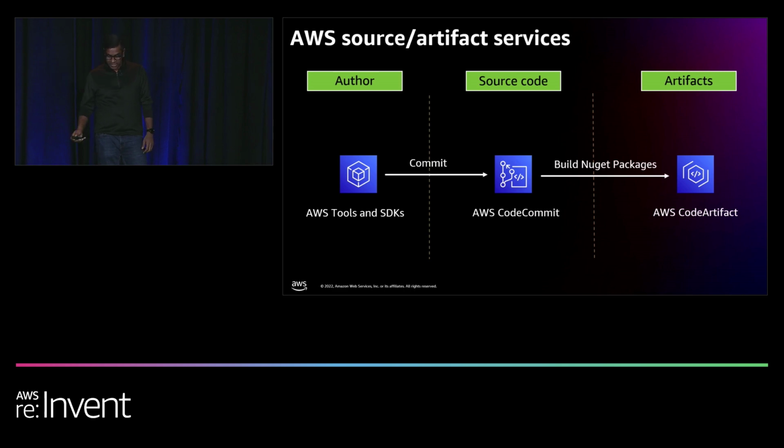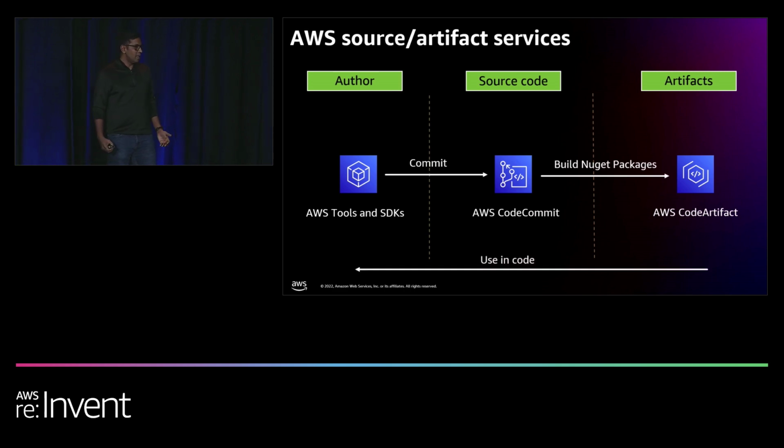So these are typically NuGet packages that you want to build and publish, either internally, or if you have customers who use NuGet packages that you build, you can also push them externally. So AWS CodeArtifact is a completely managed and secure service that helps you deploy and publish the NuGet packages of your .NET code.